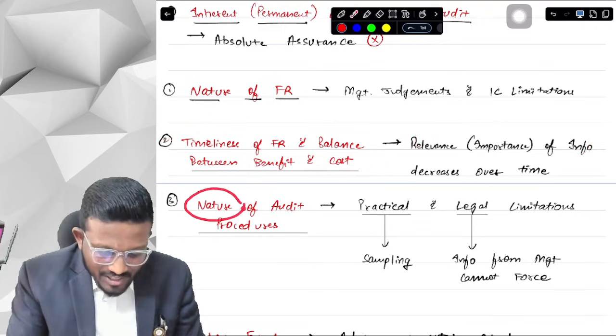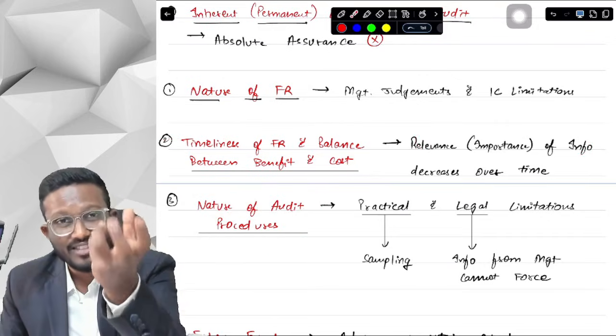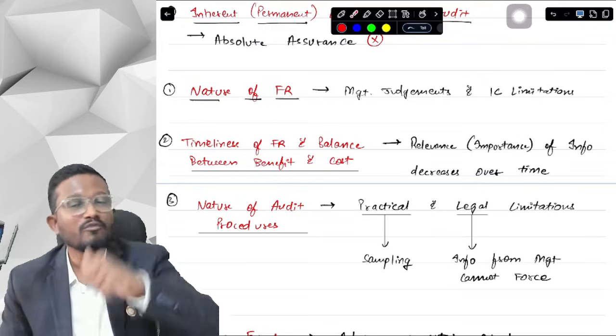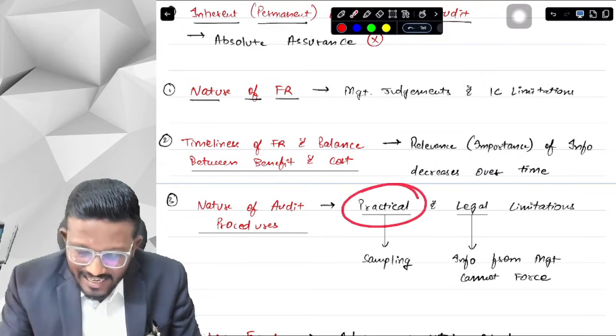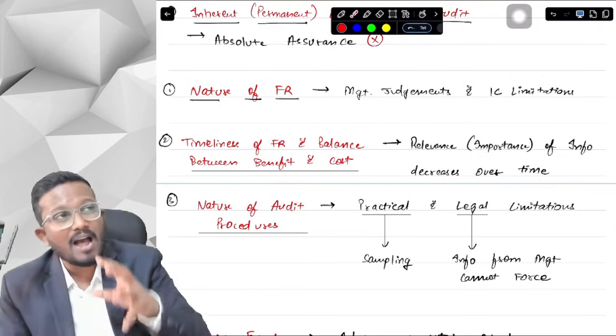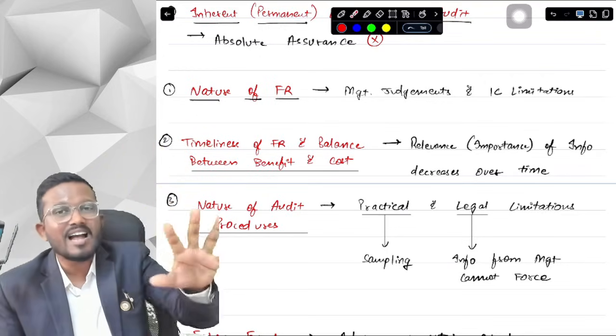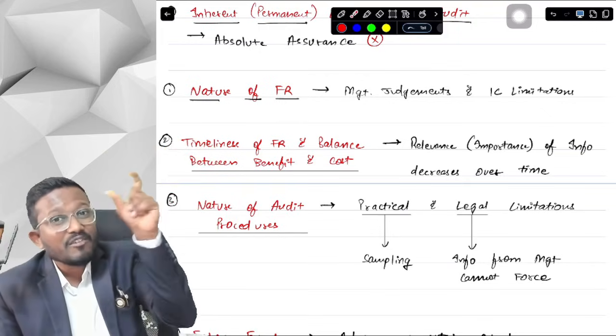Third is the nature of audit procedures. The procedures that we perform in audit themselves have their nature of inherent limitation. First of all, what is the limitation, sir? There are practical and legal limitations in case of audit. What is a practical limitation in case of audit? I am auditing Reliance. Can I audit the lakhs and crores of transactions? No, sir. What I will do, sir, I have told you already that we will do sampling.